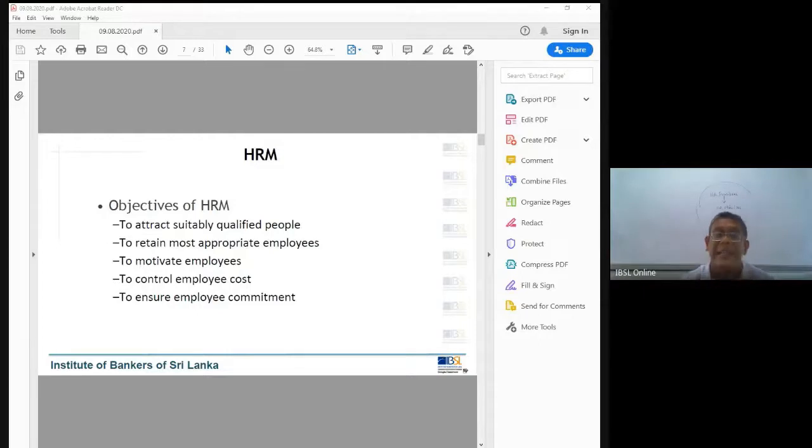That is the selection. So recruitment and selection are both different. Recruitment is getting the more qualified people. Selection is where, from that pool, you get the best person. If your recruitment is not good, your selection is also bad.